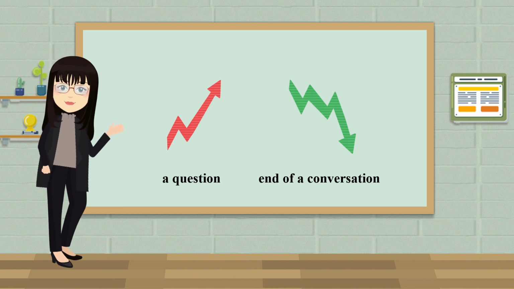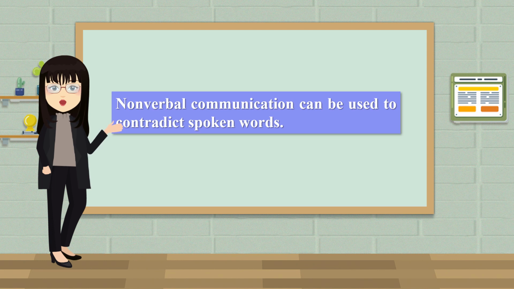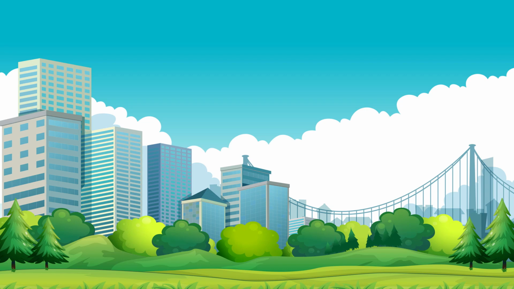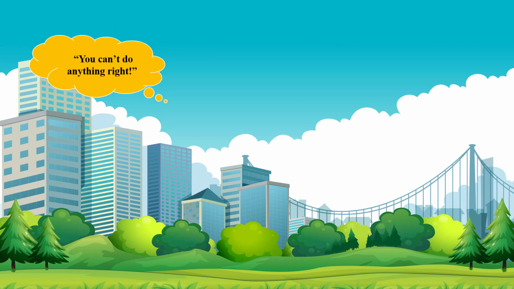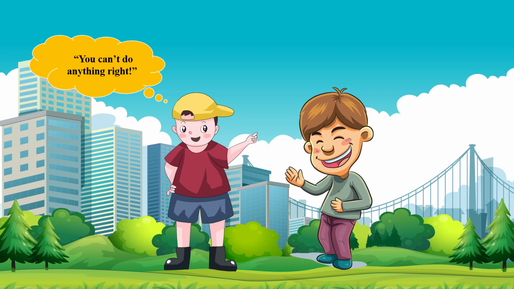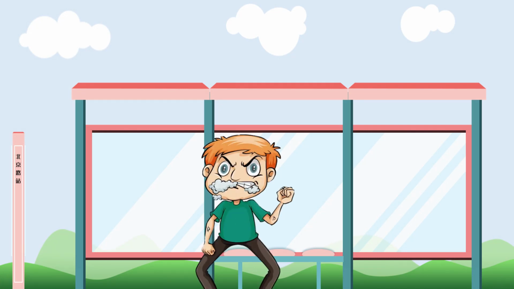Finally, nonverbal communication can be used to contradict spoken words. For example, a person may say, "You can't do anything right," in a mean tone, but follow that up with a wink, which could indicate the person is teasing or joking. When someone misses the bus and is going to be late for work, and he said, "That's great," with an angry face and a downcast tone, we know the person is frustrated instead of feeling great.